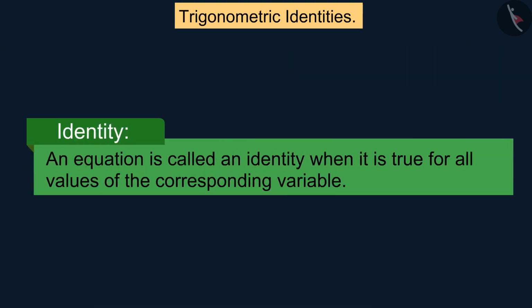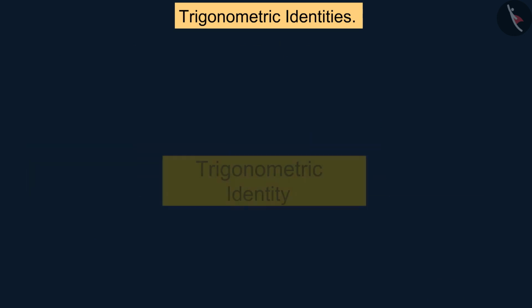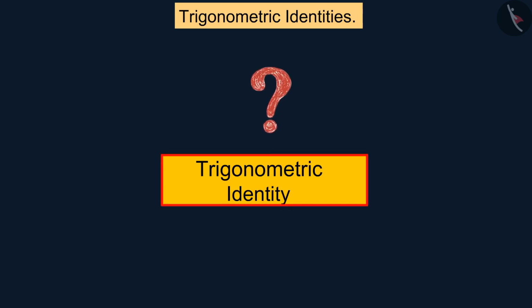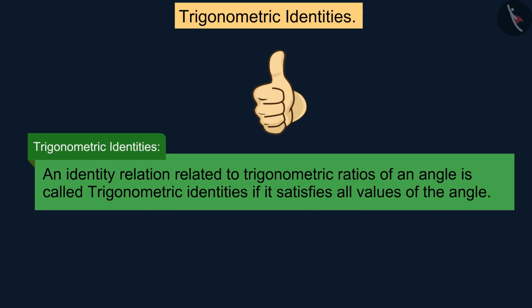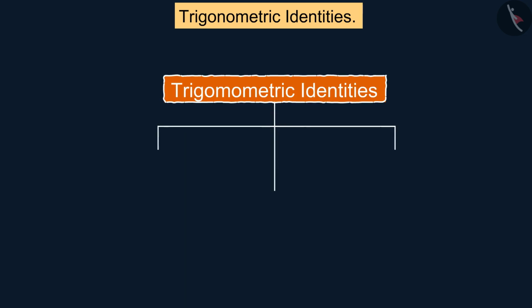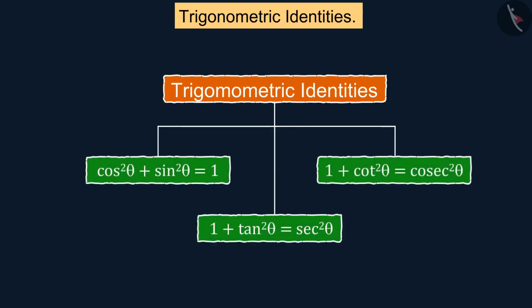We know that an equation is called an identity when it is true for all values of the corresponding variable. But can you tell what is a trigonometric identity? Well done! An identity relation related to trigonometric ratios of an angle is called a trigonometric identity if it satisfies all values of the angle. Here, you are given 3 trigonometric identities.